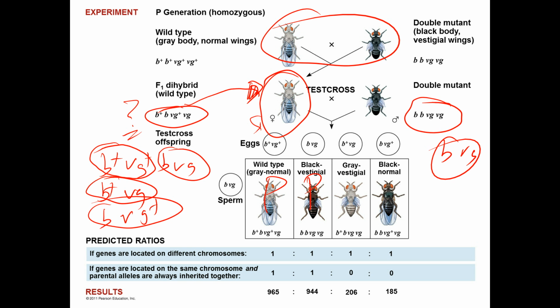Now, we also see gray body, vestigial wings. Well, that's a recombinant. And we see black body, normal wings. That's recombinant.